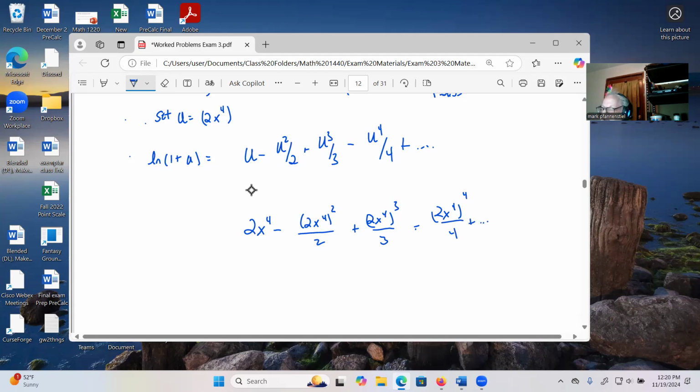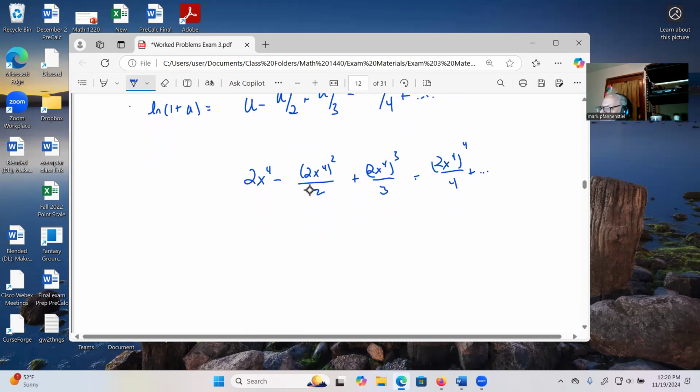Let's wrangle this thing around a little bit. This is going to be 2x to the fourth minus, because 2 squared is 4, 4x to the eighth over 2. Plus 2 cubed is 8x to the, 4 times 3 is 12, over 3. Minus 2 to the fourth, well, 2 to the third is 8, 2 to the fourth is 16, x to the 16th all over 4 plus dot, dot, dot.